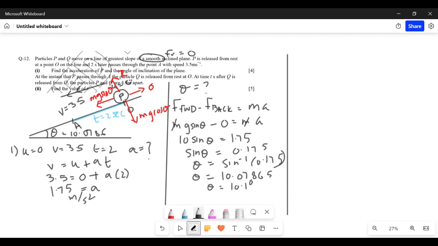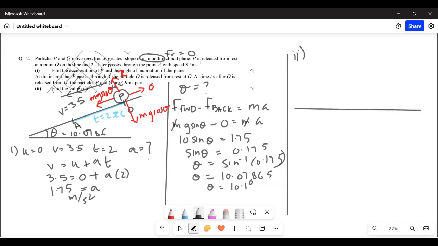at the instant that P passes through A, particle Q is released from rest at O. At time t seconds after Q is released from O, the particles P and Q are 4.9 meters apart. Find the value of T. Okay, let me draw this so that it makes more sense. Same slope. So theta is 10.07865.